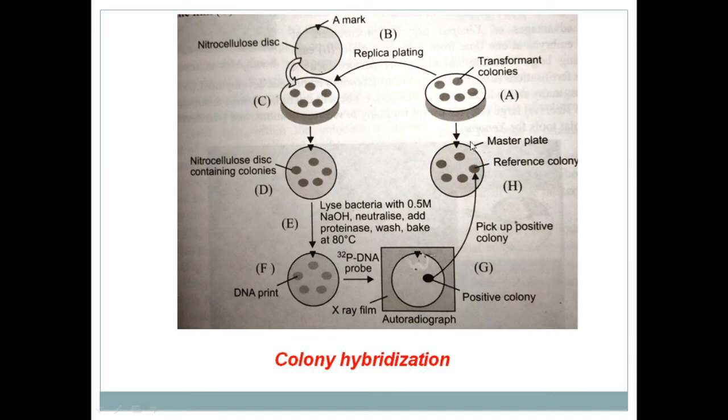This positive colony has to be compared with the master plate, and then we will know exactly what sequence we wanted. So this is how the colony hybridization method works. The name colony hybridization is given because we can identify a colony which contains the gene of our interest. So this is for today.